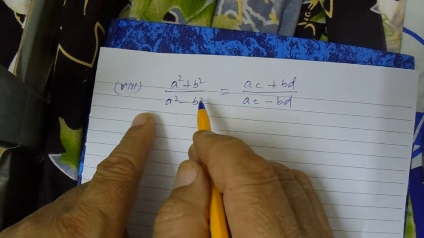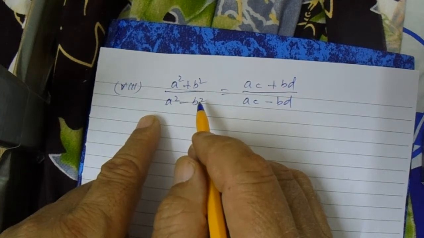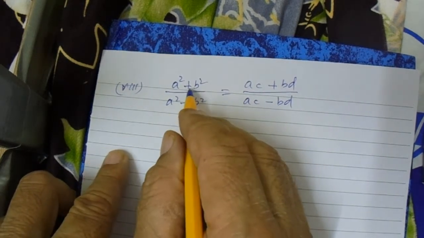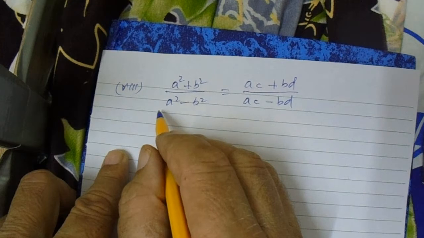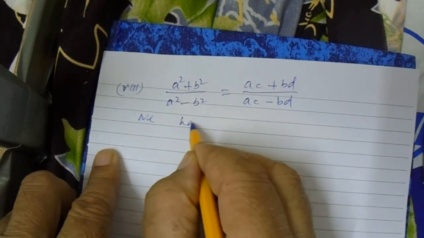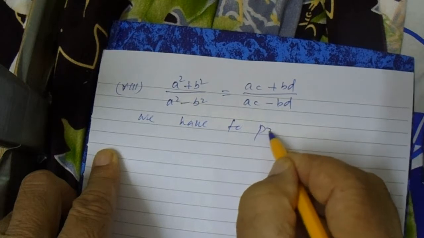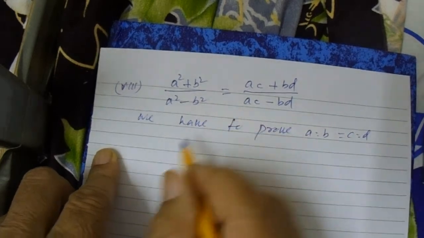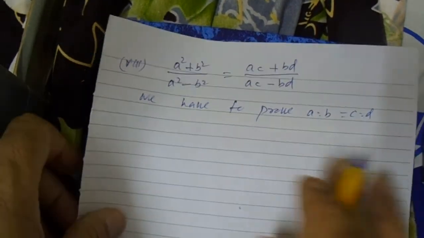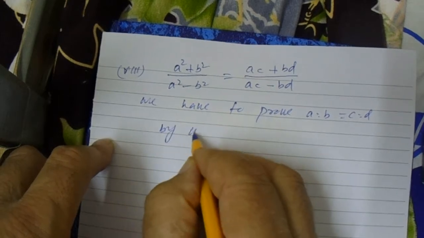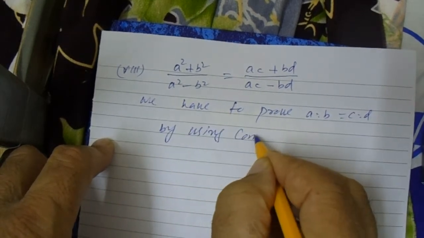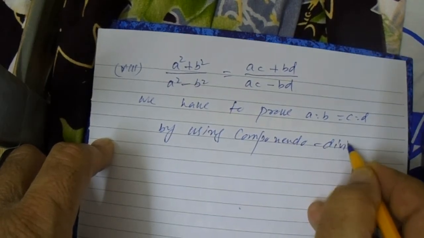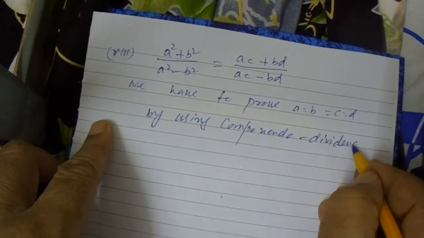This is the 8th part of question number 1 of exercise 3.4. Now this is given, and we have to prove A ratio B is equal to C ratio D. Now by using componendo dividendo theorem.